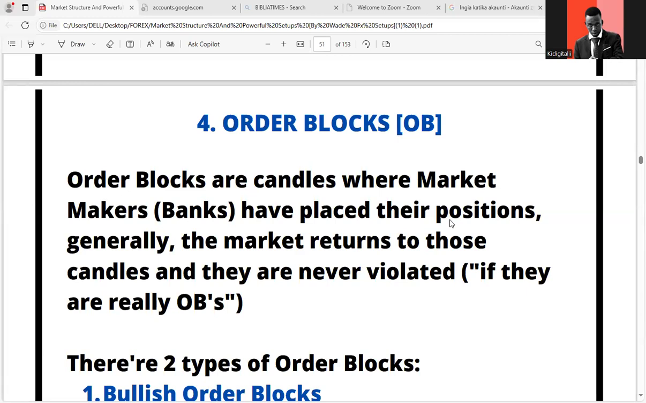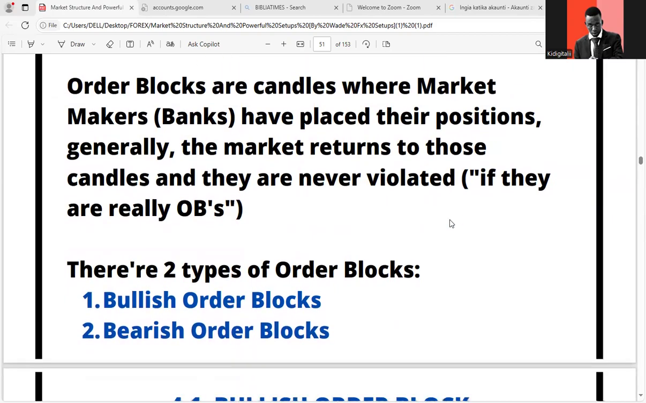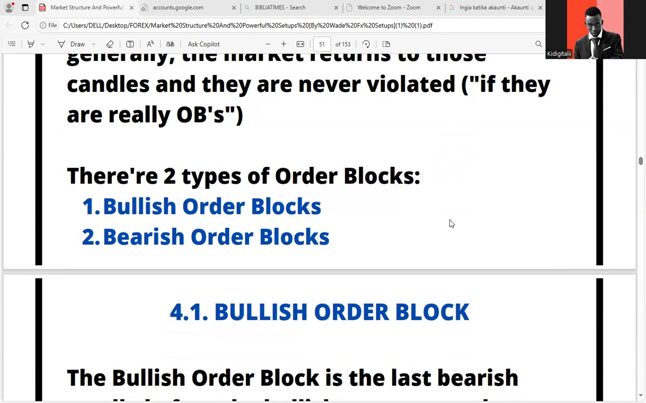Generally, the market returns to those candles and they are never violated, if they are real order blocks. Those are the points, the areas, the candles where we believe they will never be violated, if they are real order blocks. So we have two types of order blocks. I'm going to show you with the charts in a few seconds.